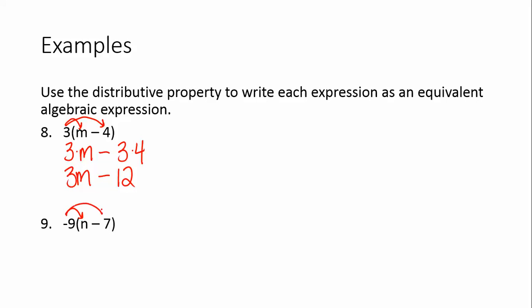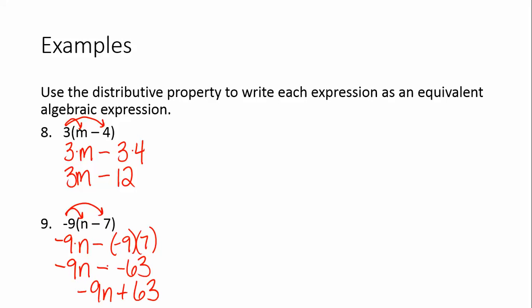Number 9, we're going to have to be a little bit careful because the 9 outside is negative, so it's negative 9 times n minus, and I'm going to put this negative 9 in parentheses so I don't forget about it, negative 9 times 7. Well, negative 9 times n is just negative 9n. Minus negative 9 times 7 is negative 63. We don't write our answer like this. We don't say minus a negative. So we do need to take that one step further. Remember, subtraction, we add the opposite. So it becomes negative 9n plus 63.